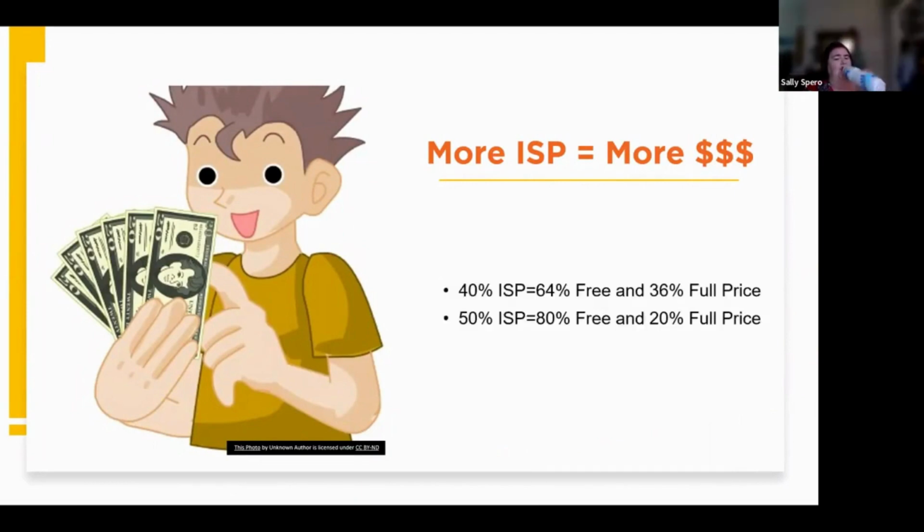Here's an example. Let's suppose you have a school that has a 40% ISP. That's going to translate to 64% free and 36% full price. However, if you go to 50% ISP, you will now have 80% free and 20% full price. So by increasing by 10%, magically, you will now have a 25% increase in your revenue.